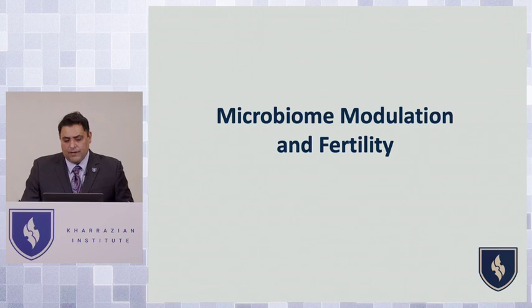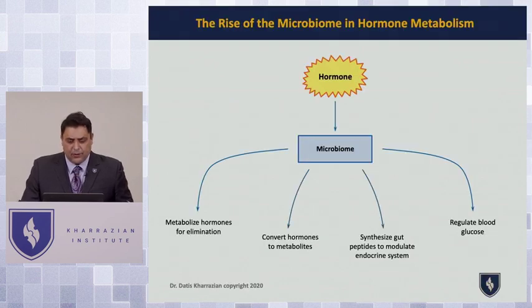And then another part of infertility management from nutraceuticals is really to make sure that their microbiome is healthy and working. So hormones come in, they interact with the microbiome. The microbiome has bacteria which have enzymes, and these enzymes and bacteria can metabolize hormones for elimination. They can convert hormones to active metabolites. They can synthesize gut peptides to modulate the endocrine system, and they can help regulate blood sugar stability as well. So the microbiome is very active.